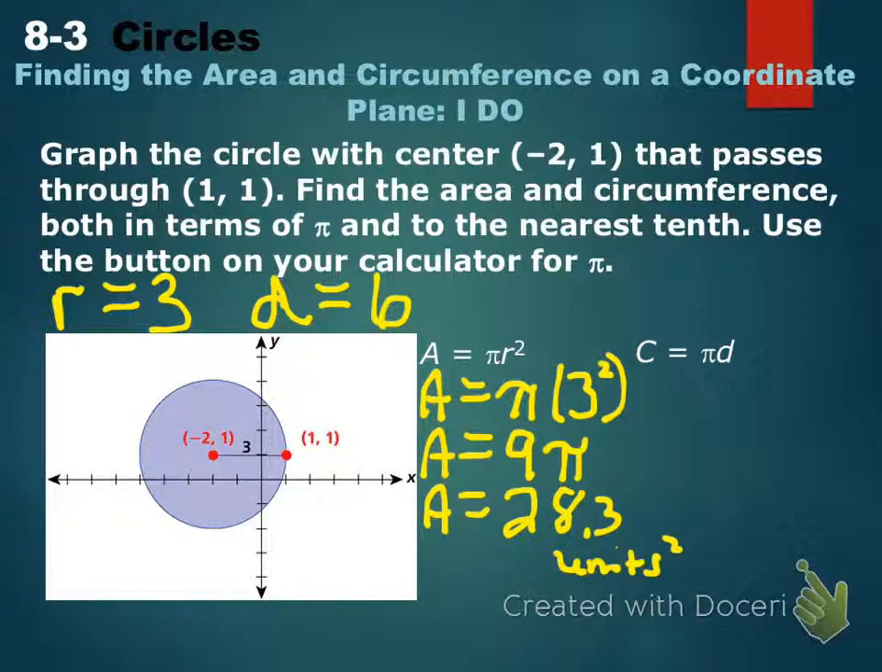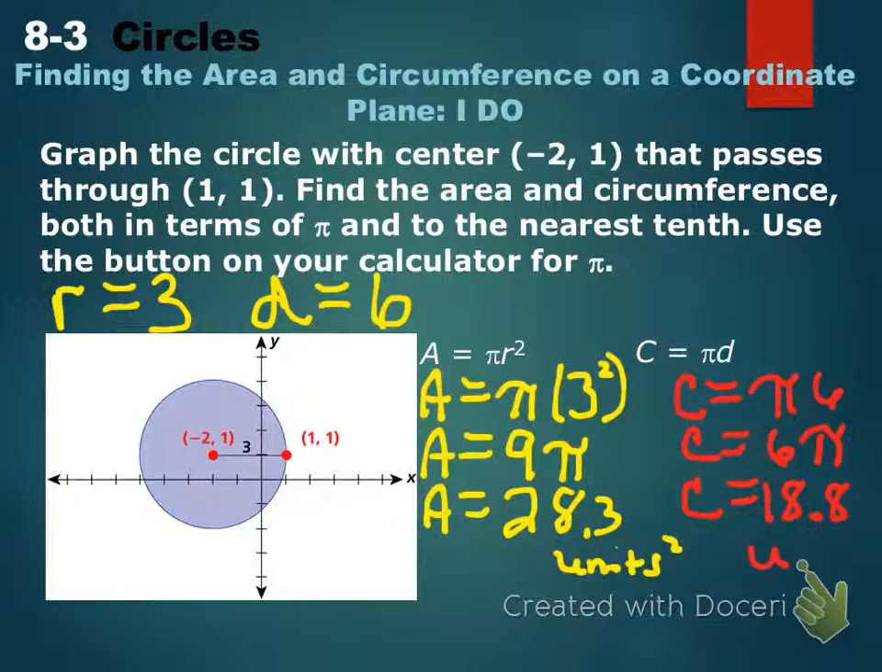Okay, to find the circumference, remember circumference equals pi d. So circumference equals pi times my diameter. My diameter we already found was 6. Well, I prefer to write it with the number first, so we're going to write that as 6 pi. If you plug that into your calculator, again using the pi button, you will get 18.8 units. We're rounding to the tenths.